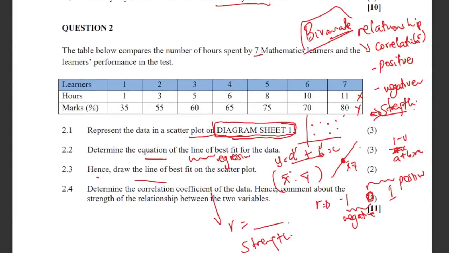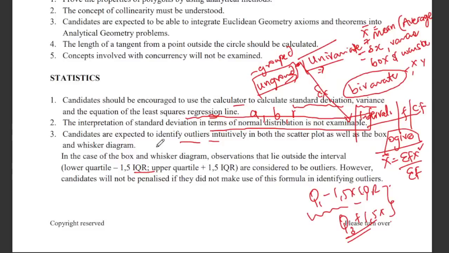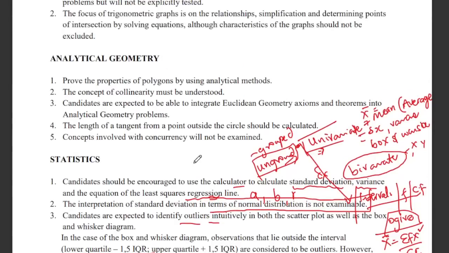All right, so we move on to the next topic, which is meant to be analytical geometry, okay? So under analytical, what are the expectations? We need to prove properties of polygons by using analytical methods. What does this mean? It can ask you to prove whether the shape is a parallelogram. So you need to know the properties of a parallelogram. It asks you to prove that maybe the lines are perpendicular, okay?